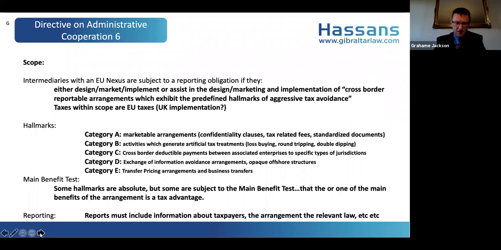So some of those, and that's a very, very high level overview, and I can see some questions coming in as we speak. Hopefully all on transfer pricing, Grahame. I'll leave those ones to you. Oh, okay, thank you.